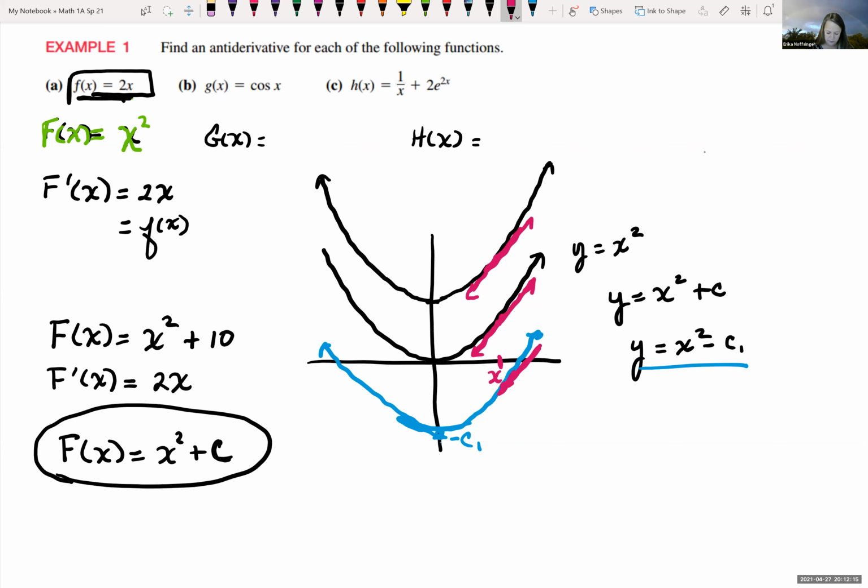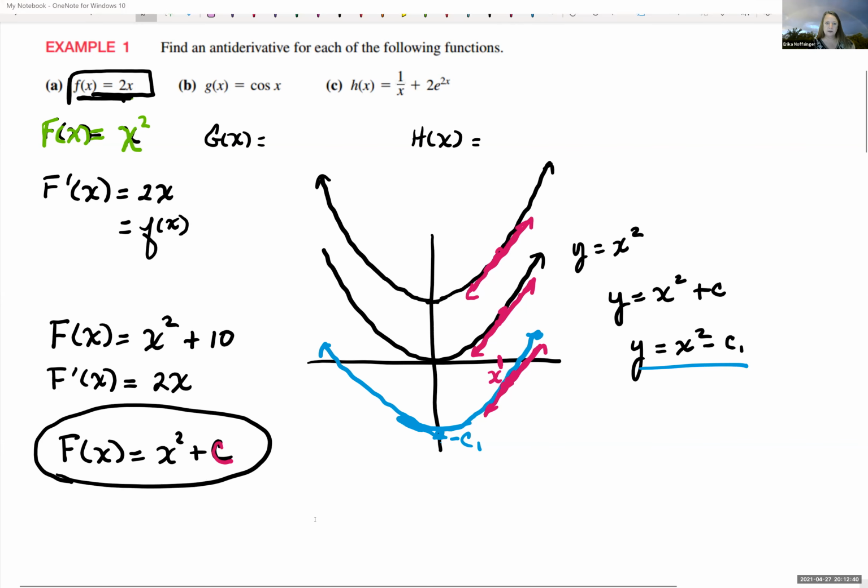So pretend those are all parallel lines. I'm trying to do the best I can. So we know that the slope at each of those pieces is going to be the same at that value. And so again, that's why we're adding that constant in there. So that's kind of the geometric approach of that. So let's go and look at the other ones.